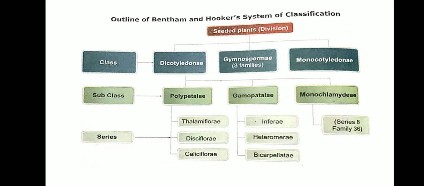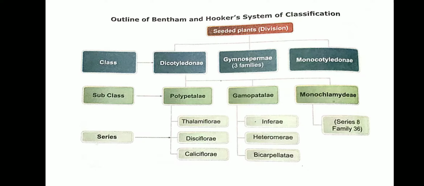And then under gamopetalae, three series are there: Inferae, Heteromerae and Bicarpellatae. Under monocotyledon, 8 series and 36 families are there. So monocotyledon, the embryo is curved round and the endosperm as well as ovule are present. That is, embryo is curved around the endosperm and the ovule.